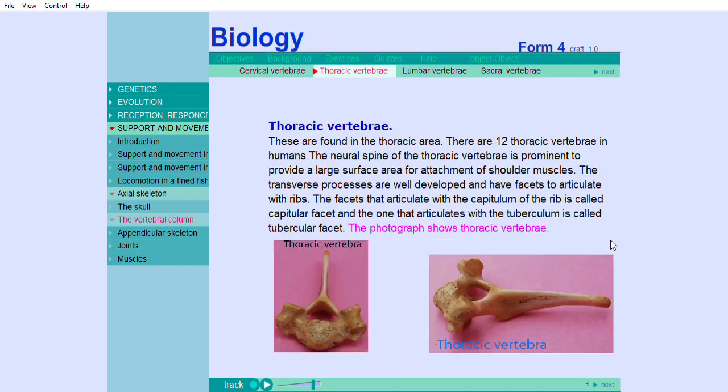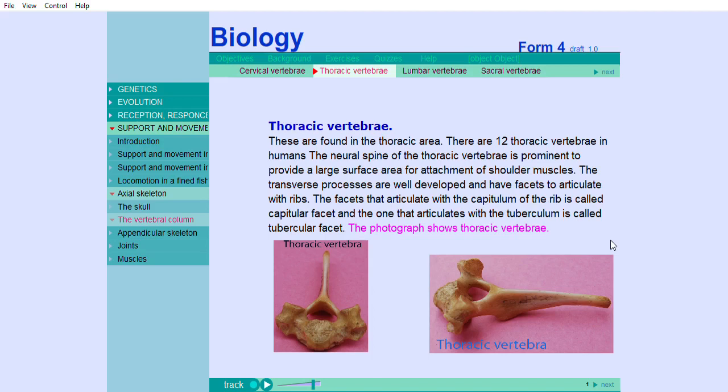Thoracic vertebrae. These are found in the thoracic area. There are 12 thoracic vertebrae in humans. The neural spine of the thoracic vertebrae is prominent to provide a large surface area for attachment of shoulder muscles. The transverse processes are well developed and have facets to articulate with ribs.